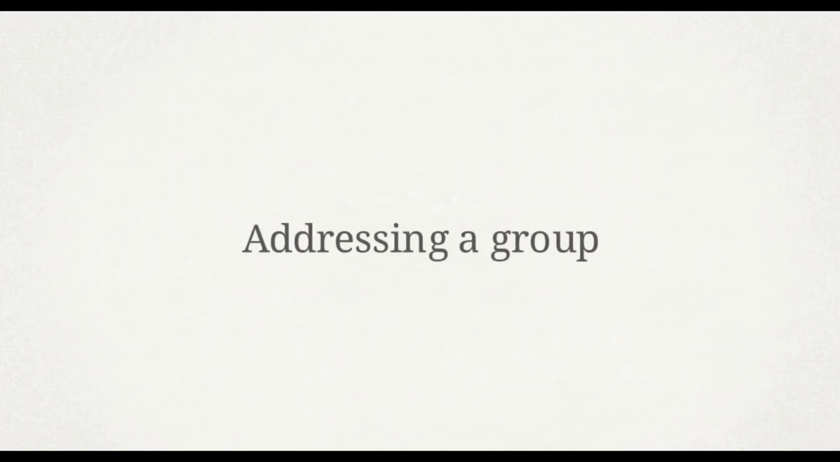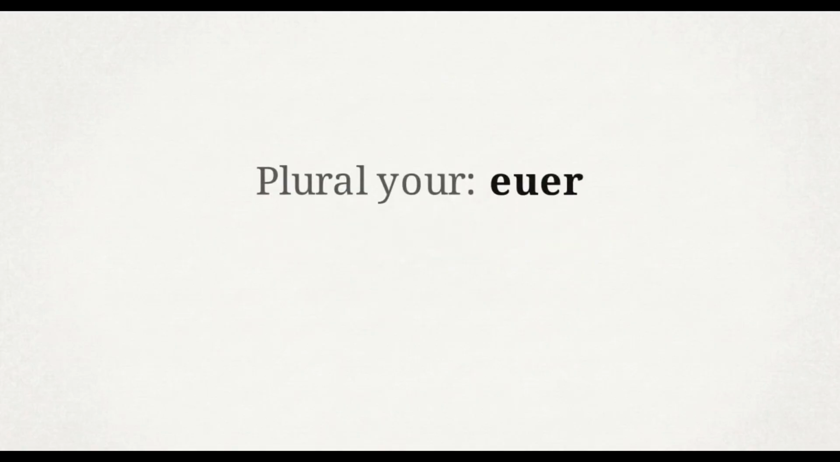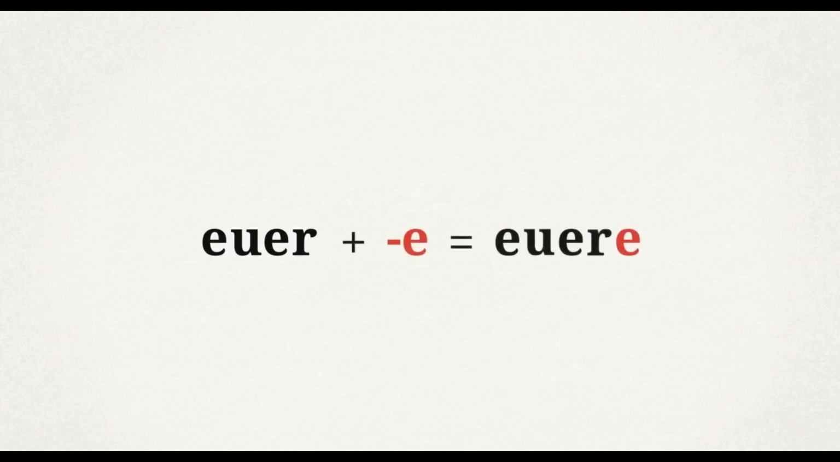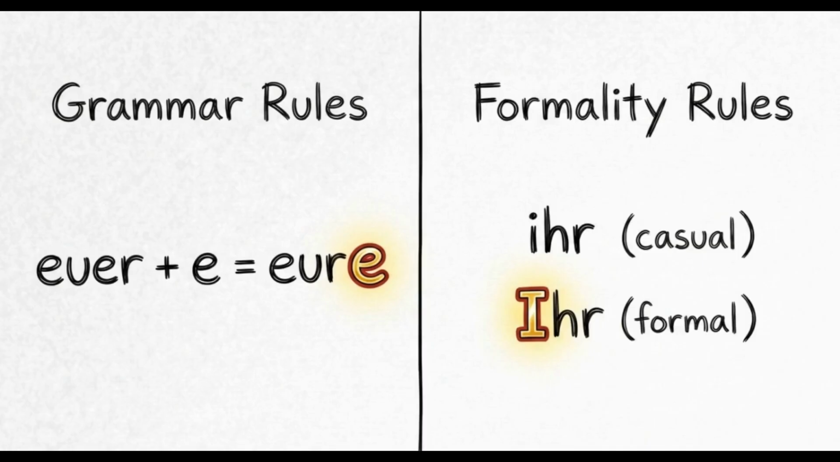There's one more edge case to watch out for, and it happens when you address a group of people. The plural your is euer. When you add a feminine ending to it, you would expect the spelling to be E-U-E-R-E, but German speakers naturally drop that middle E to make the word roll off the tongue easier. It becomes eure. So while the grammatical endings stay mathematically consistent across the board, the spelling adapts for pronunciation, and capital letters act as a strict signal for formality.